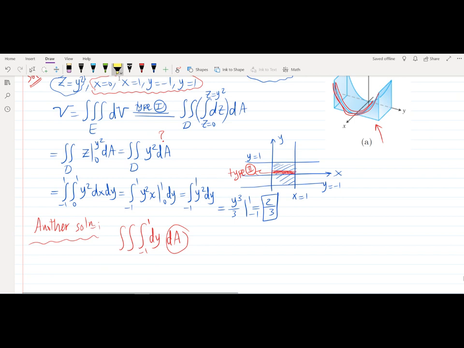So this is a wrong solution. Take care of this. I will not delete it, but in order to take care when you try to solve it manually. But you can use another way if you use dx dA.